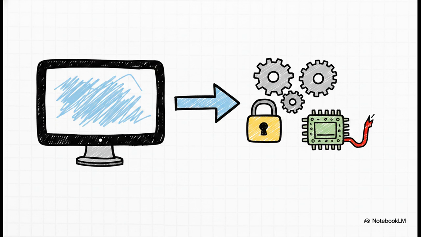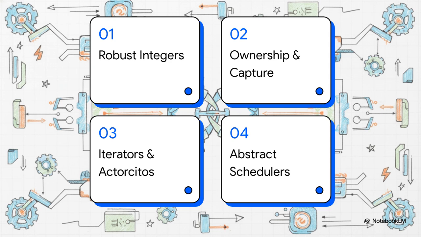Merg-E operates on a very specific philosophy. It assumes absolutely nothing, it strictly controls data sharing, and it completely decouples your code from the underlying hardware's parallel execution capabilities. By the end of this explainer, you're going to see exactly how that philosophy comes to life. So, here's the bottom-up system design we're tackling today. First, robust integers. Second, ownership and capture. Third, iterators and actiquitos. And fourth, abstract schedulers.